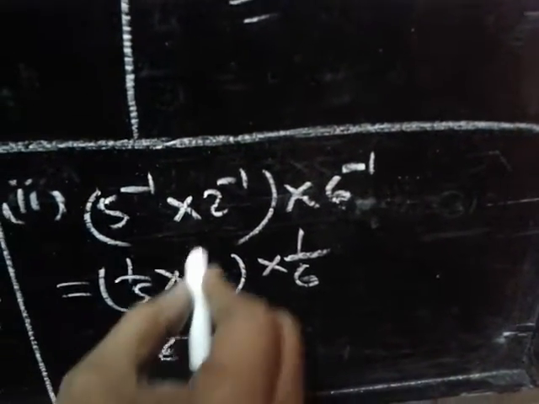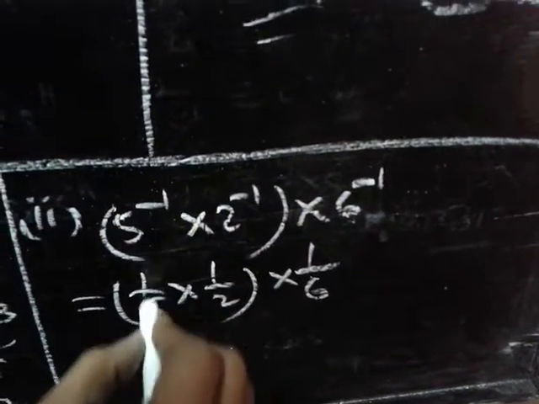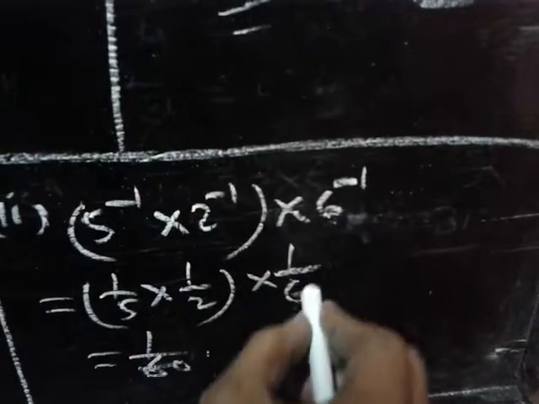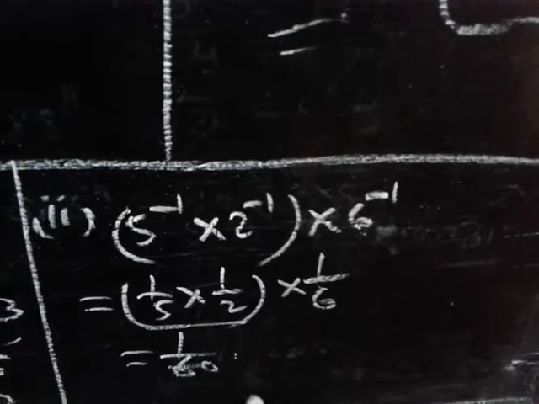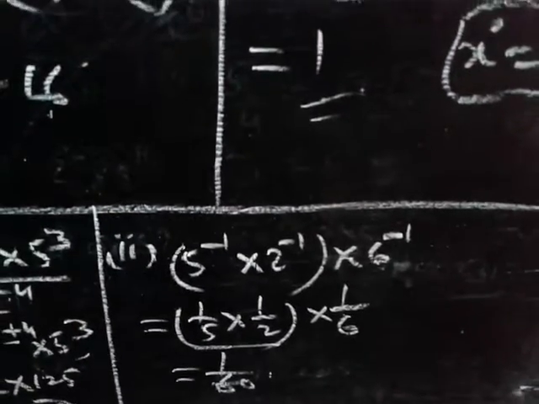So this is 1 by 5 into 1 by 2 into 1 by 6. So it has come 1 by 10, and this 1 by 60, it is actually 1 by 60.